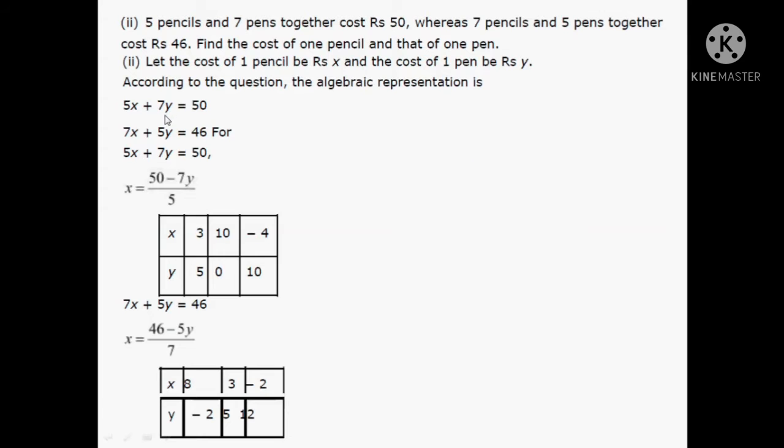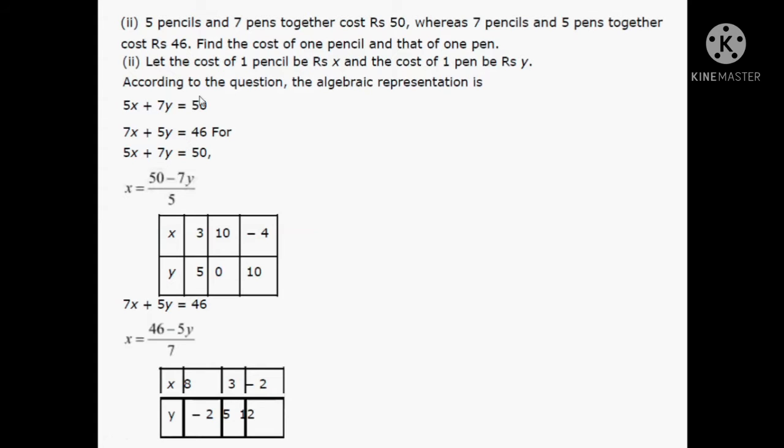Now what is given to us? 5 pencils, that is 5x, plus 7 pens, the cost is 50. And what else is there? 7 pencils and 5 pens, that will cost 46. So these are the two equations which are given to us. Now we have to find out the values of x and y.